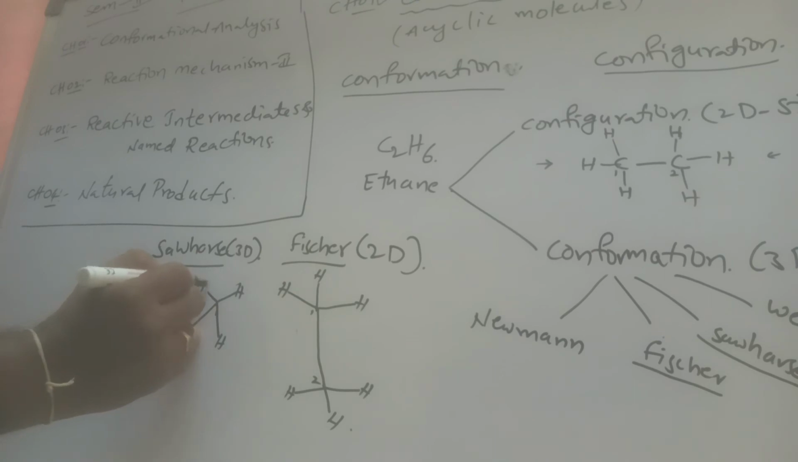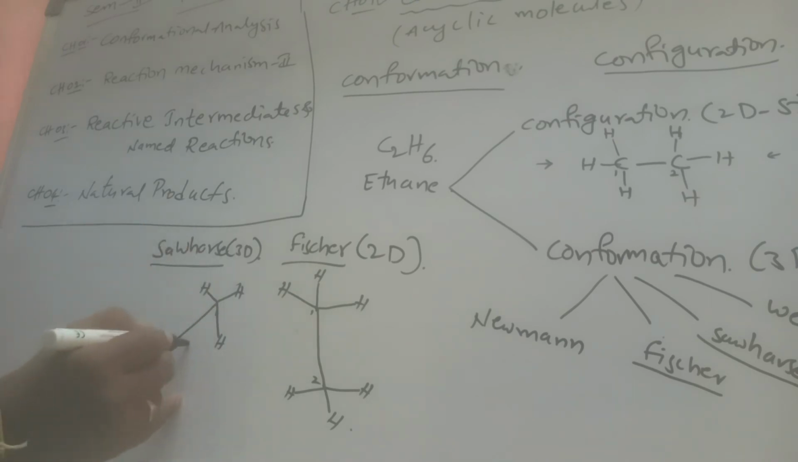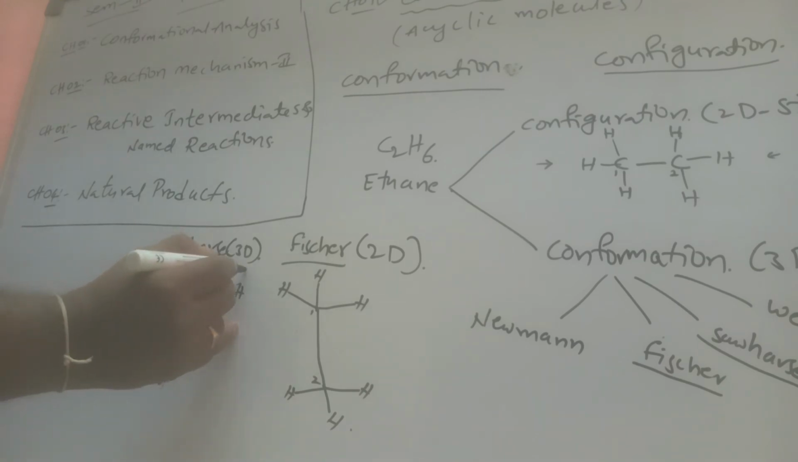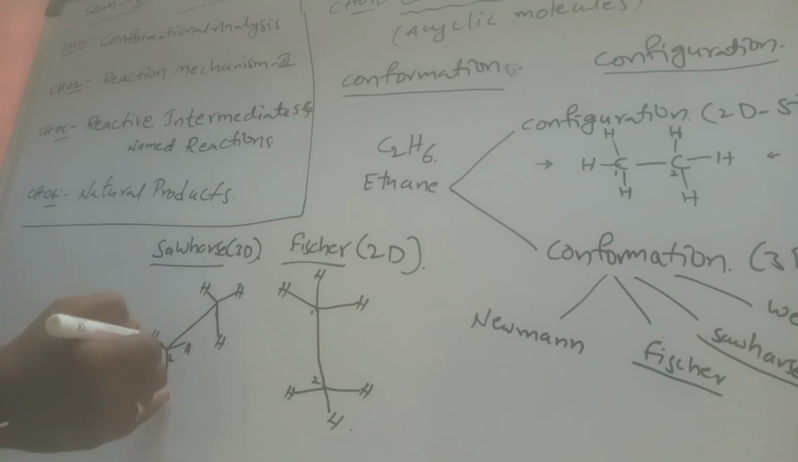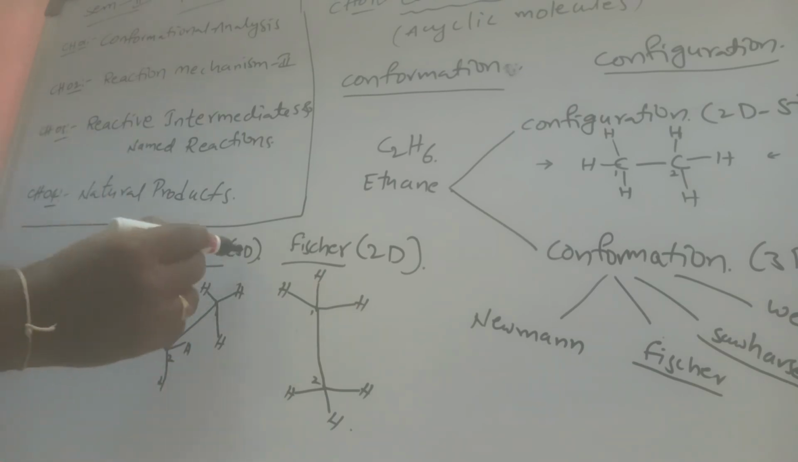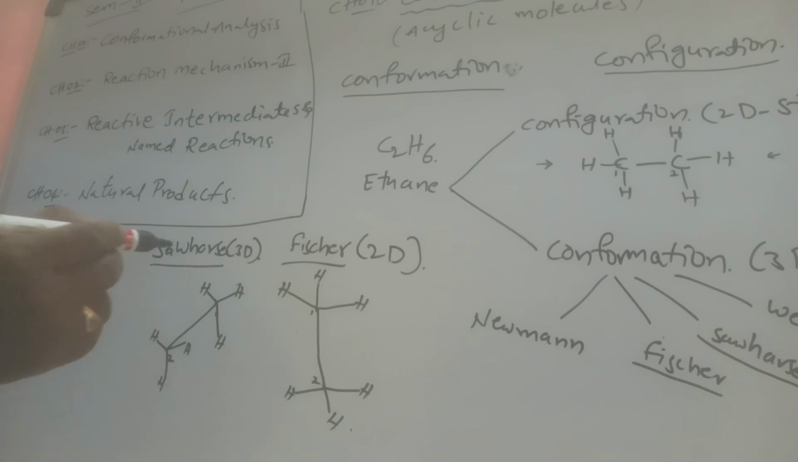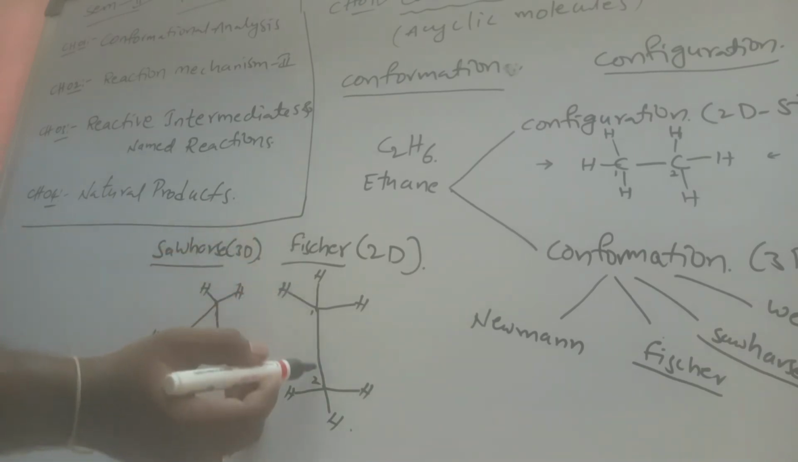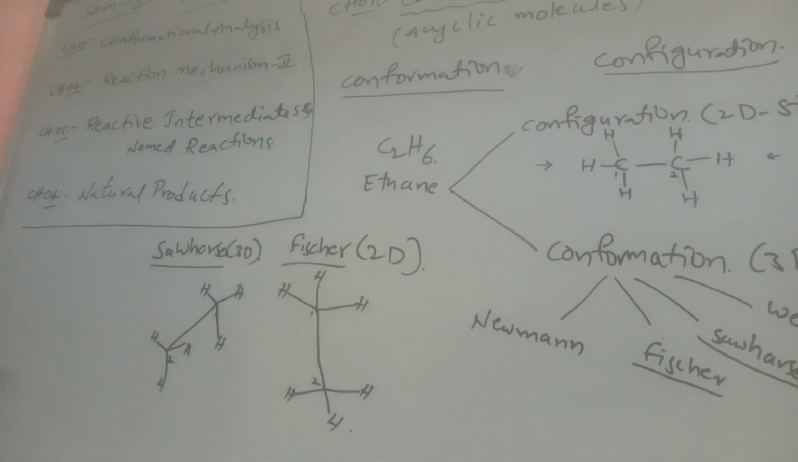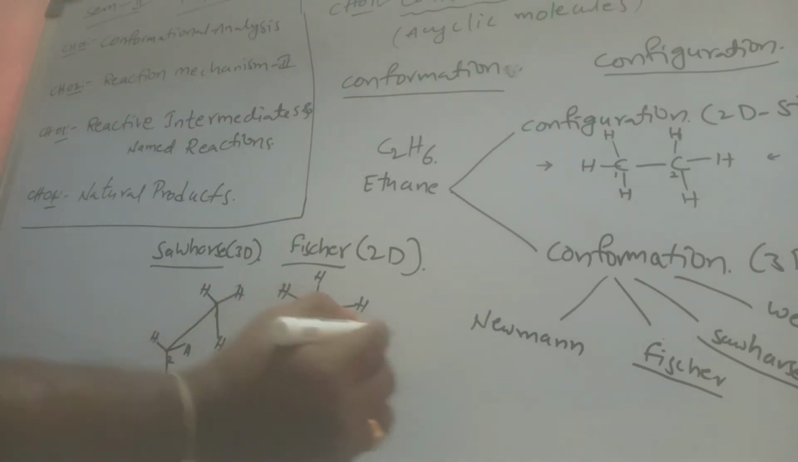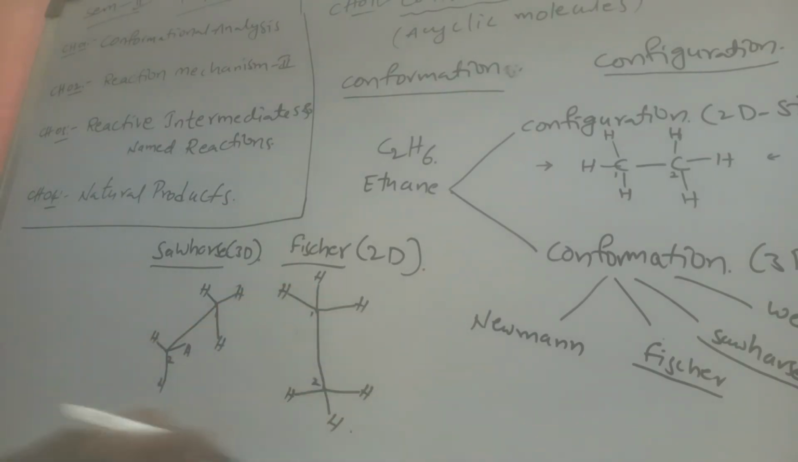Here also written as 3 hydrogens. If we observe from this side, we can't see the back side of this carbon. These 3 hydrogens are hindered by these hydrogens, and this carbon hinders this carbon. This is the Sawhorse formula, a 3D structure, and this is the Fischer projection, displayed as a 2D structure. Now we go for the Newman projection.